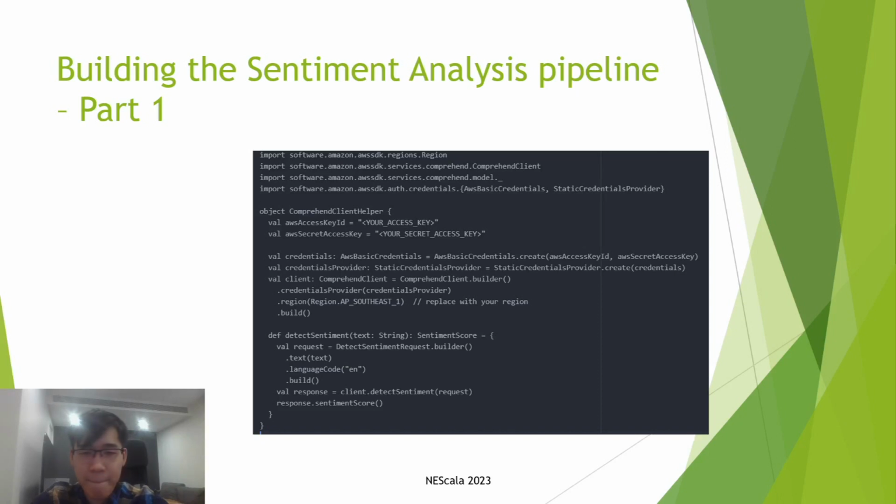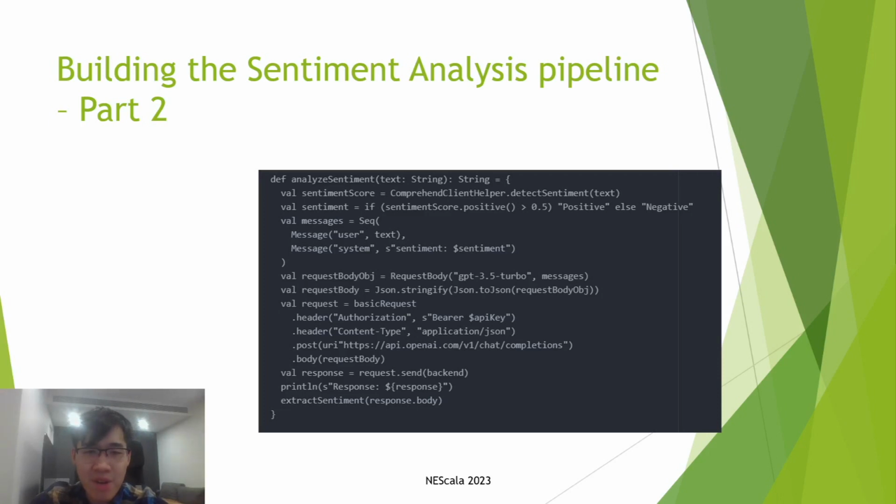Aside from that, we're also creating a detect sentiment function. As you can see, it is able to take in the text that we then put in, and you'll see this in action later. What we do here is make a request. We put a builder for the detect sentiment request, specify that the language code will be English, and put the text in, and it will then give the response to us in the form of a sentiment score.